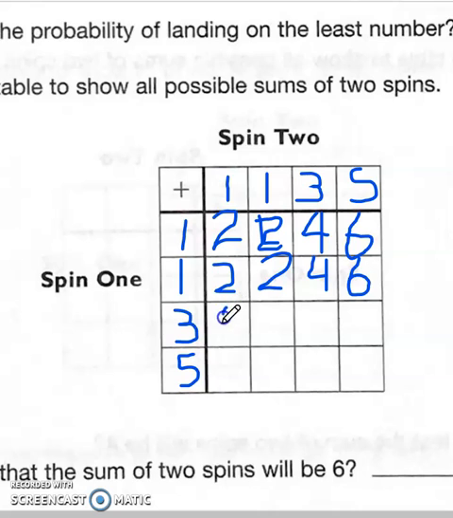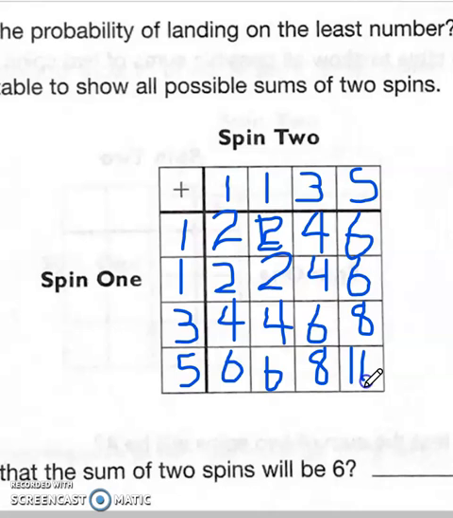3 now, so 3 plus 1, that's 4. 3 plus 1 is 4. 3 plus 3 is 6. 3 plus 5 is 8. And then lastly, we've got 5, so 5 plus 1 is 6. 5 plus 1 is 6. 5 plus 3 is 8, and 5 plus 5 is 10, right? So those are my 16 options of my different outcomes for my spins. Spinning 1, spinning 2, okay?